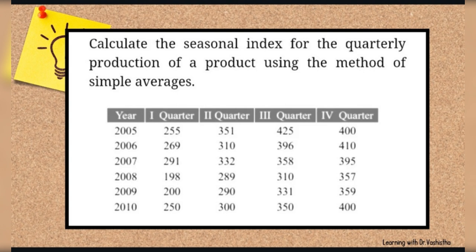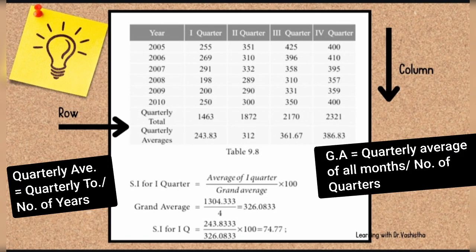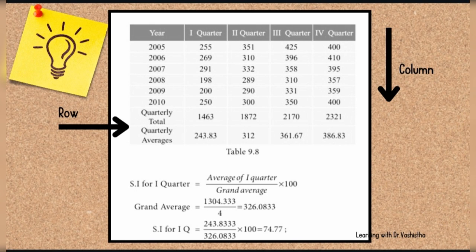Now let us understand with another example where the production of a product is given quarterly, and here the seasonal index for this quarterly data is required using the method of simple average. As we have already seen the formula, the seasonal index for the first quarter, for example, would be the average of the first quarter upon the grand average, which is the average of averages, multiplied by 100. So for the average of the first quarter, we'll take the quarterly total first of all. We'll sum up the first column, like I'm explaining with the very first quarter, because a similar method will be used for other quarters.